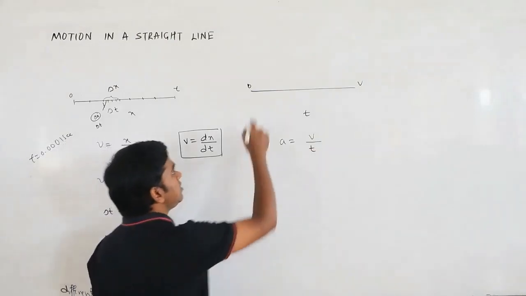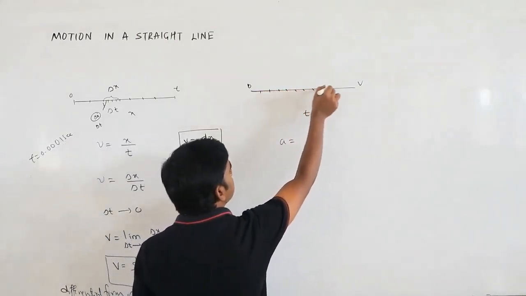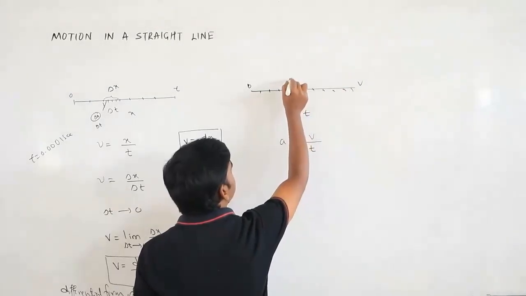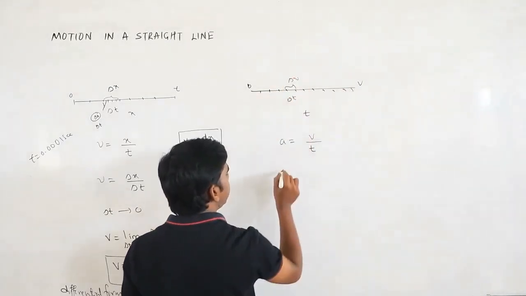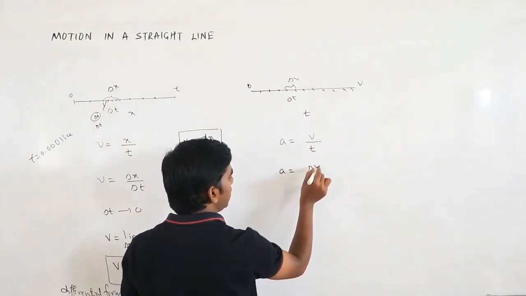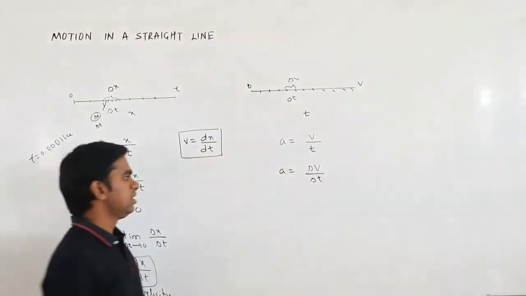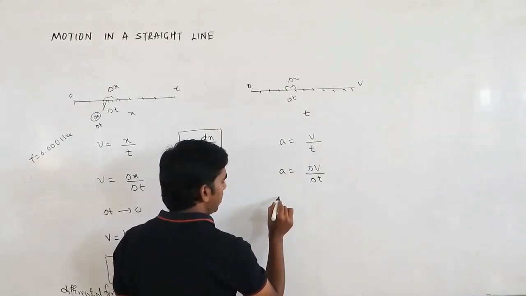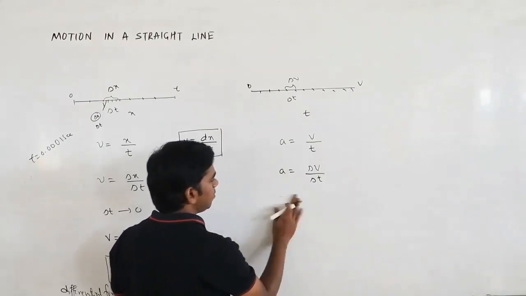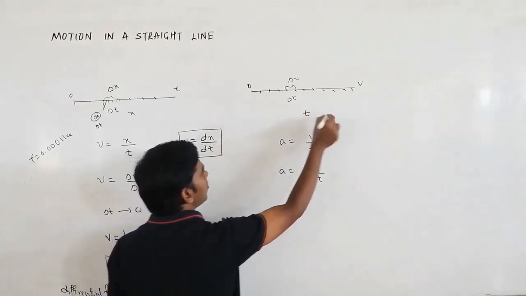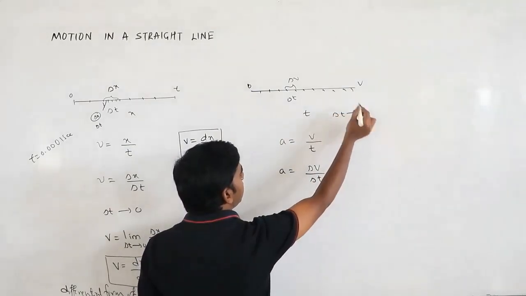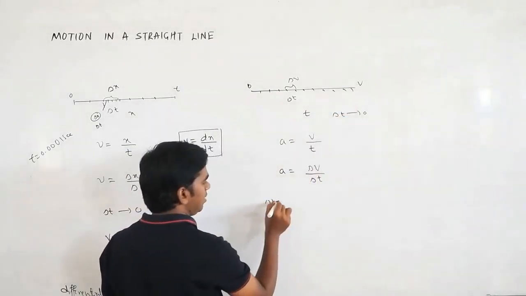Suppose this velocity is changing continuously again. So what can you say? You can say delta v, time taken is delta t. So acceleration equals delta v divided by delta t. Now what can you write? Acceleration equals, what limit do you have to put? You have to put the limit as delta t tends to 0.